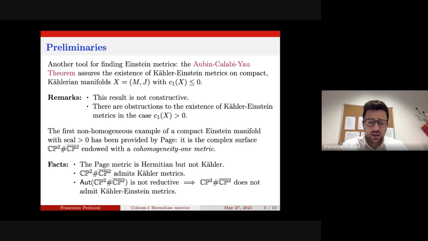In principle, one can ask whether the blow-up of CP2 admits a Kähler-Einstein metric. The answer is that even though this manifold admits Kähler metrics, it does not admit any Kähler-Einstein metric. The reason is that, as I said before, there are obstructions to the existence of Kähler-Einstein metrics in the positive first Chern class case. One of the obstructions is that the automorphism group of the manifold, which is a Lie group, has to be reductive. In this case, it is well known that the automorphism group of this manifold is not reductive. So in the end, this manifold surely does not admit any Kähler-Einstein metric.